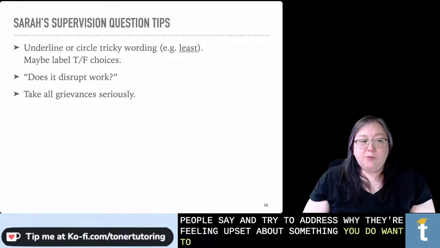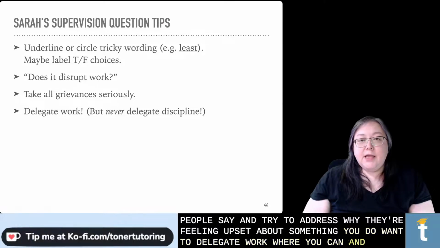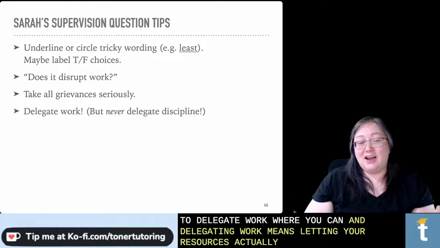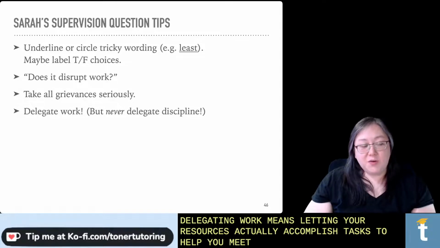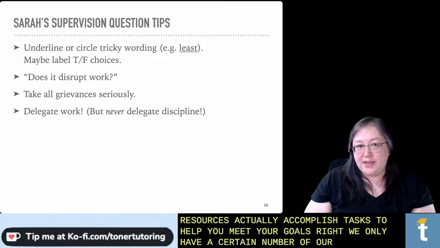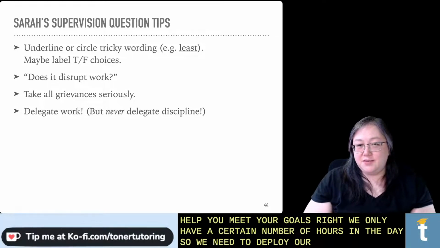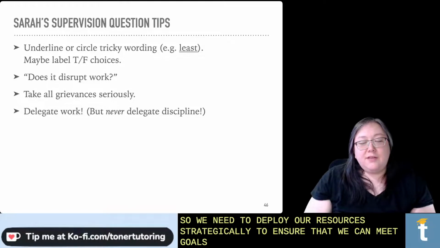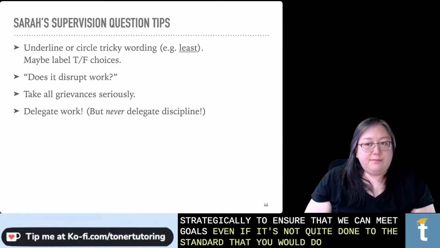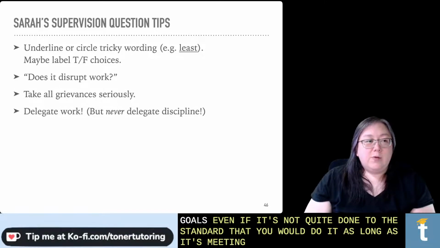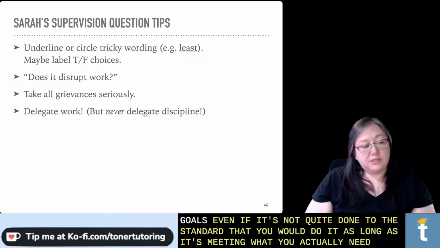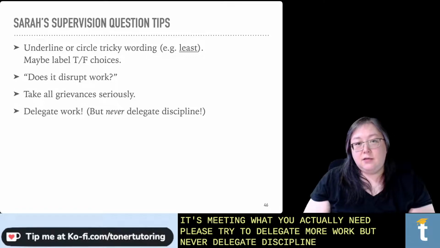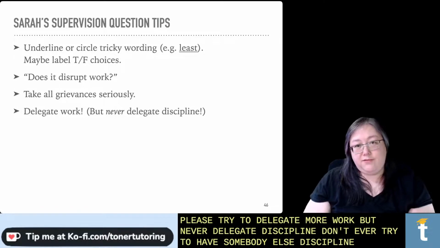You do want to delegate work where you can. And delegating work means letting your resources actually accomplish tasks to help you meet your goals, right? We only have a certain number of hours in the day, so we need to deploy our resources strategically to ensure that we can meet goals. Even if it's not quite done to the standard that you would do it, as long as it's meeting what you actually need, please try to delegate more work. But never delegate discipline. Don't ever try to have somebody else discipline somebody for you.